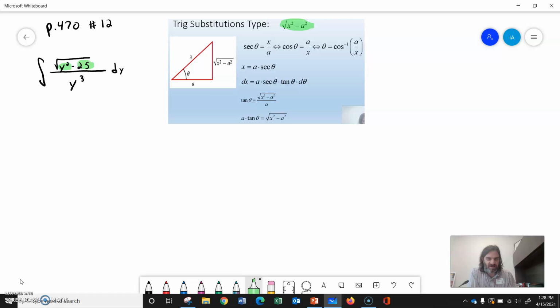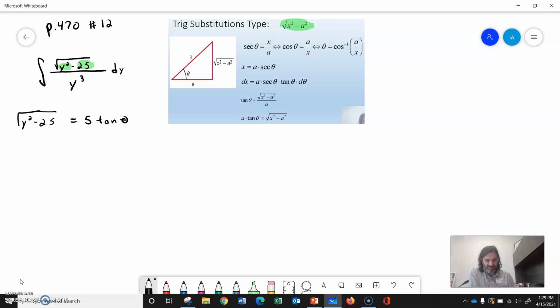So that's why I have the little template over here that I'm going to use. So let's look at all the parts we need here. We need to figure out a name for square root of y squared minus 25. And please note in there that the a squared is 25, so the a is 5. So down here I have a tangent equals the square root of this thing. So this will be 5 tangent of theta.